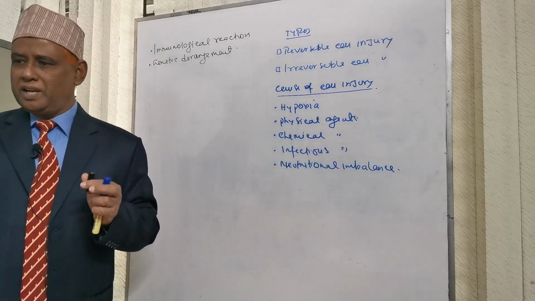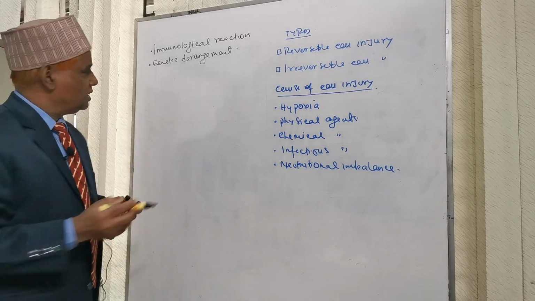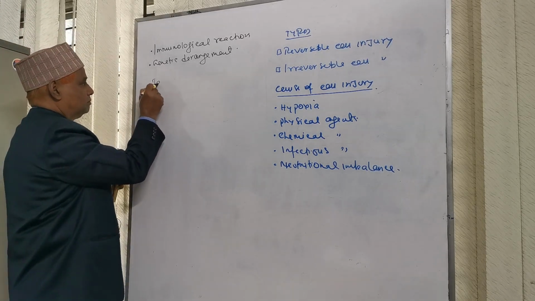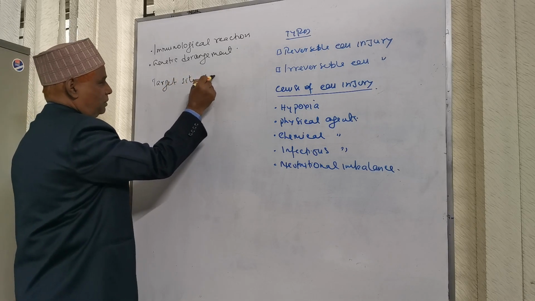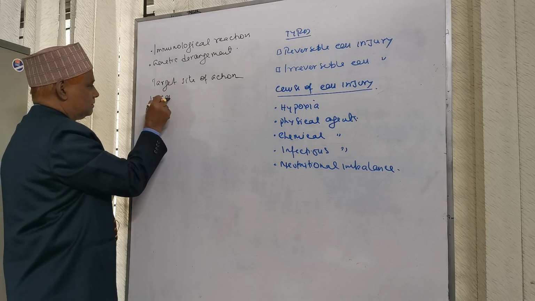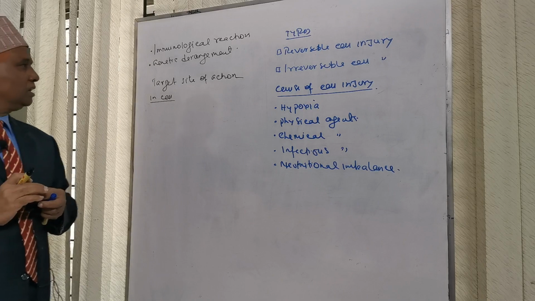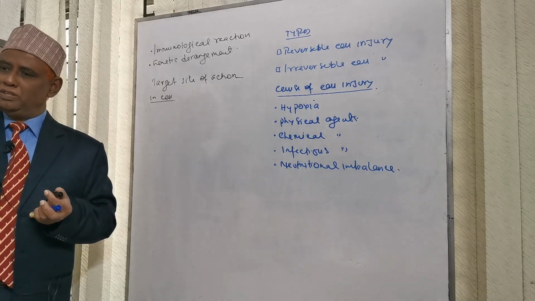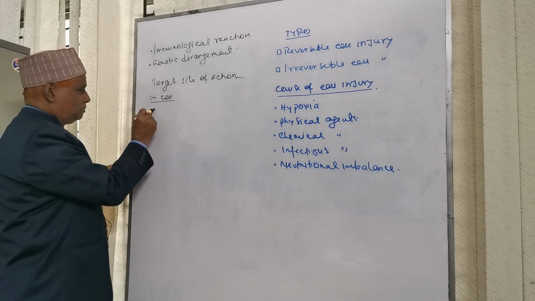What are the target sites of action on the cell of these injurious agents? Target sites of action of the injurious agents in the cell. Number 1, cell membrane.